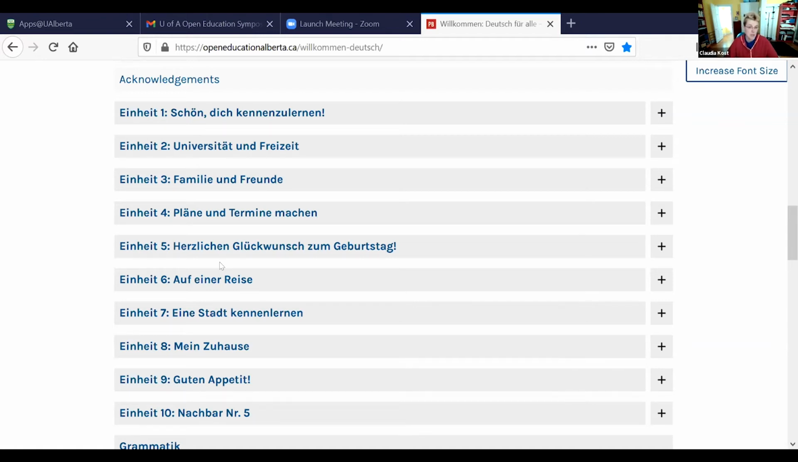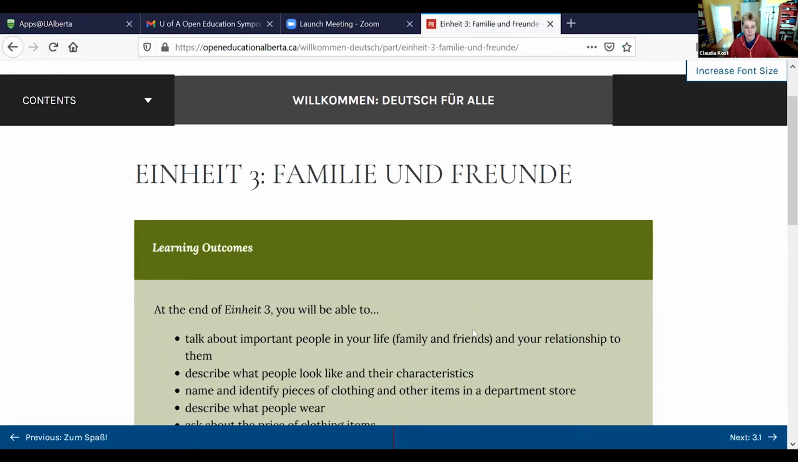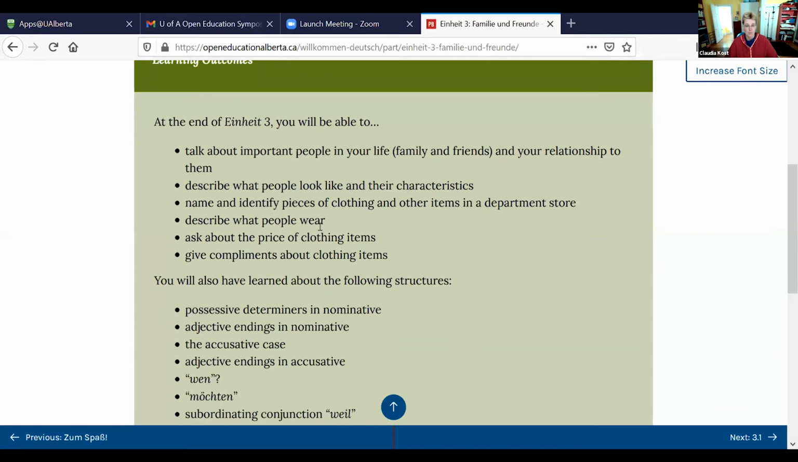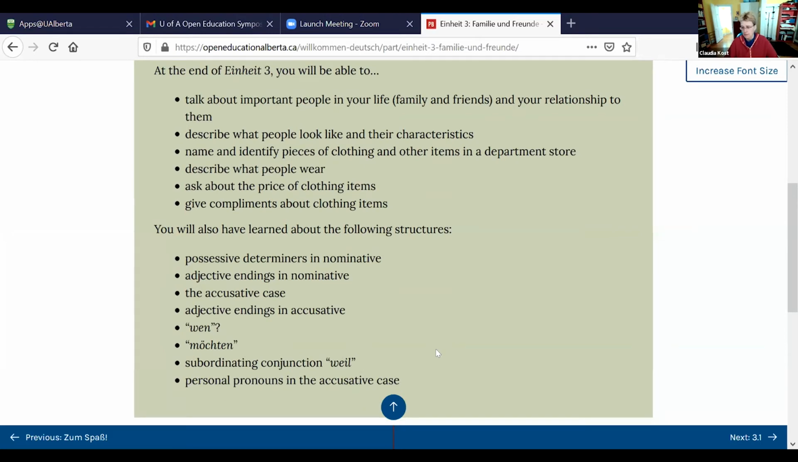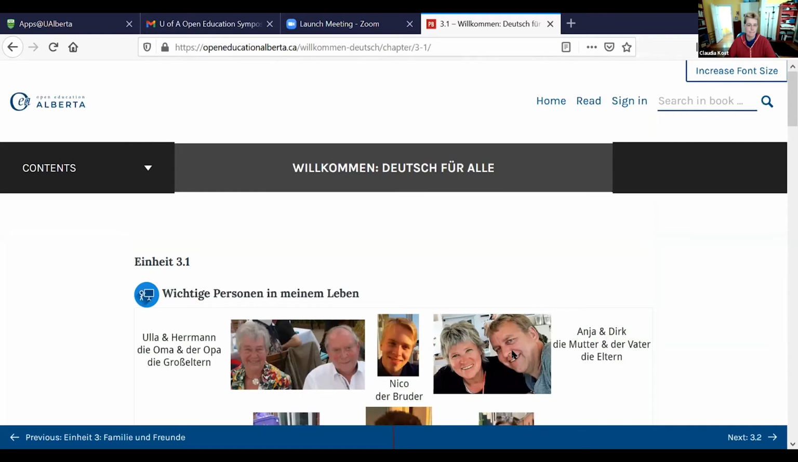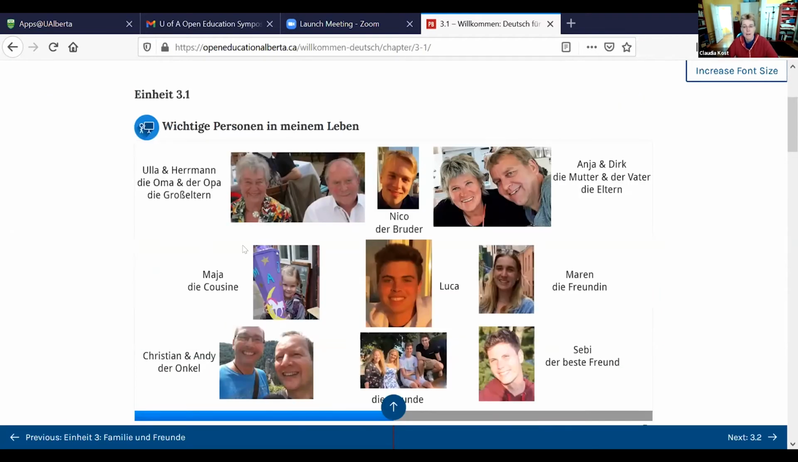So I'm just going to show a couple of chapters. Each chapter always starts with the learning outcomes, so students know exactly what they're going to get into in terms of topics, and then in terms of structures. So, for example, this is the family and friends chapter. This is how we start teaching. We also went away from only showing families, because there might be equally or more important people in your life that are not really related to you.